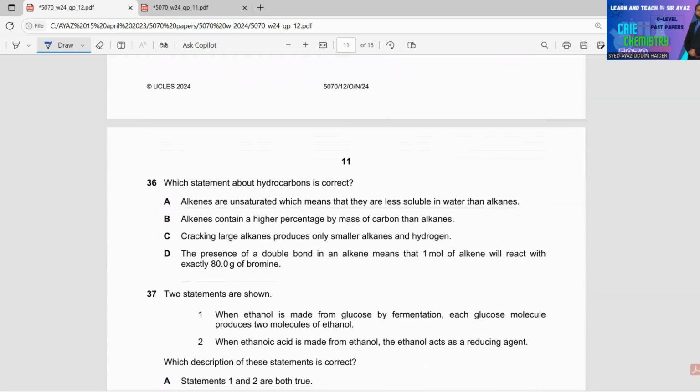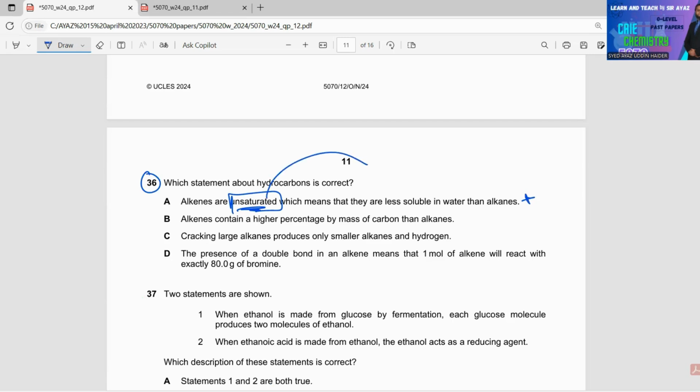Move to the next MCQ, number 36. Which statement about hydrocarbons is correct? A. Alkenes are unsaturated, which means that they are less soluble in water than alkanes. Alkanes are also less soluble in water. So alkenes are unsaturated, but this doesn't mean that they are less soluble in water. It doesn't make any sense here.